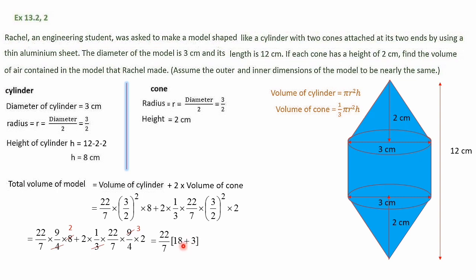So 18 plus 3 is 21. So 22 by 7 into 21, and we will get the final answer as 66 centimeter cube. That is the volume of the model. Here the volume of air contained in the model is 66 centimeter cube. That is the answer.